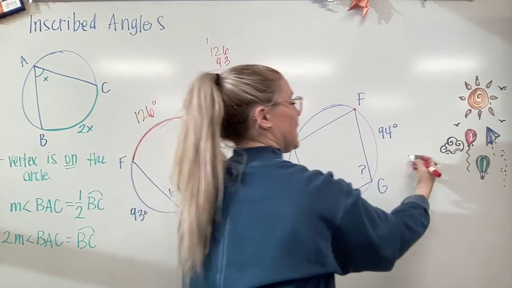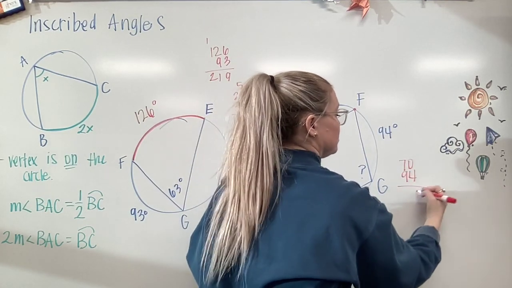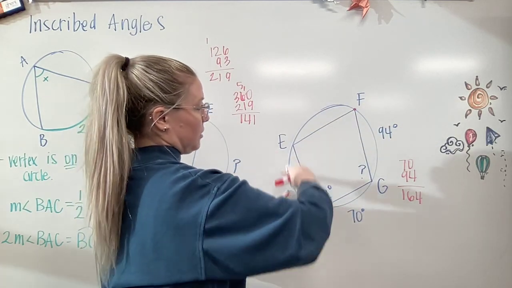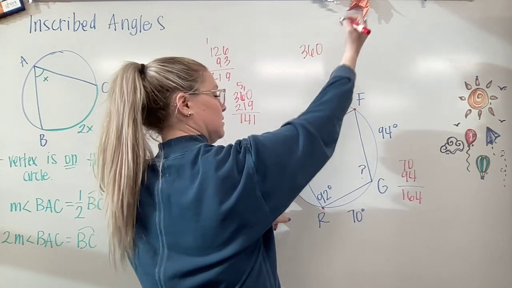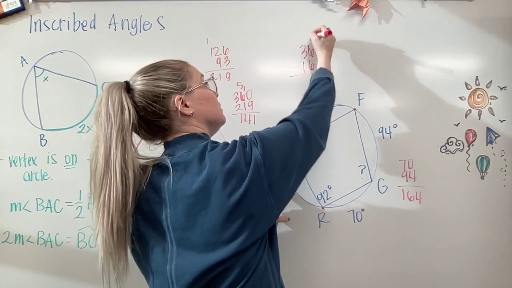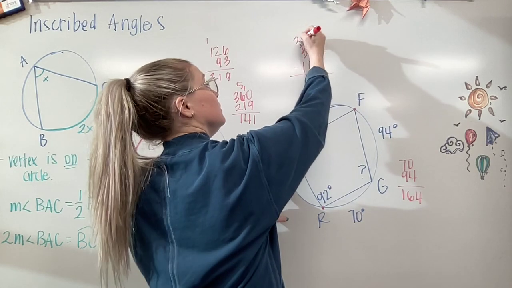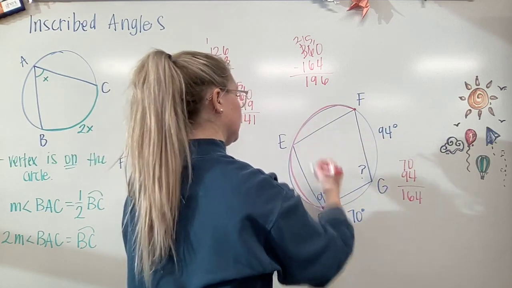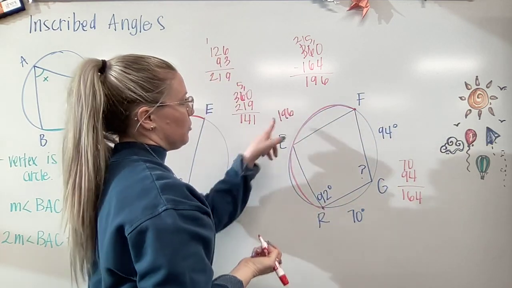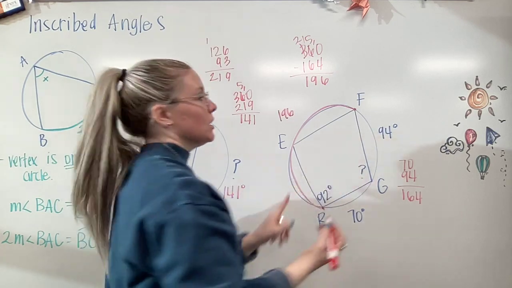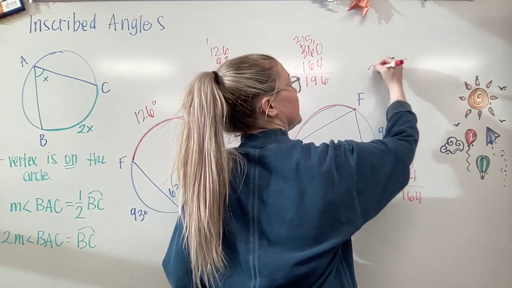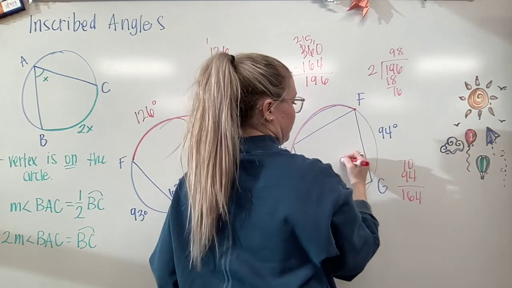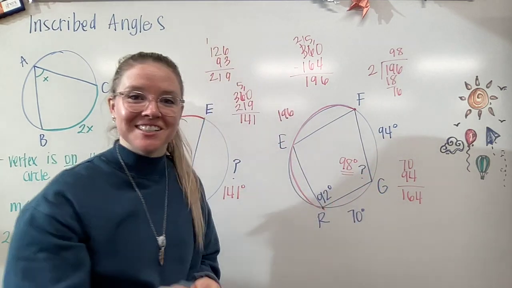So if I have 70 and 94 already in use, that's 164 degrees, which means I need the other part of my circle. So I'm going to take 360 minus the 164. That's 196 for this arc here. And then we're going to cut that in half to get the angle. So I'm going to take 196 and divide that by 2. So we've got 98 degrees.